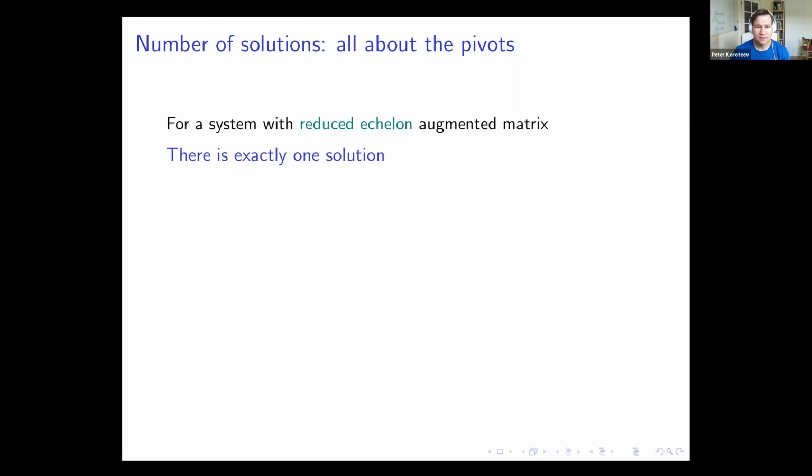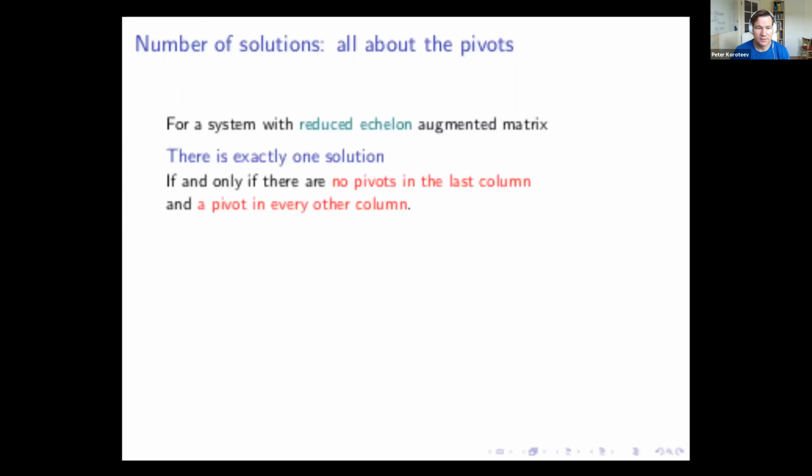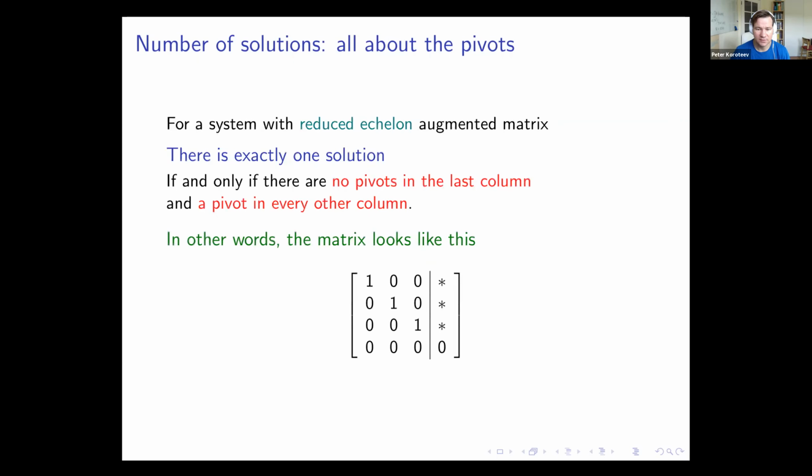Now, the system of equations has exactly one solution if and only if there are no pivots in the last column. So it's either or, right? And there's a pivot in every other column. So then it has exactly one solution, meaning that the system looks like this, right?